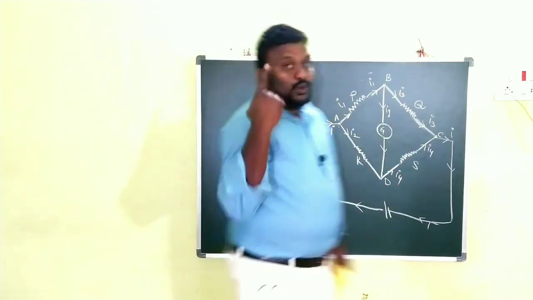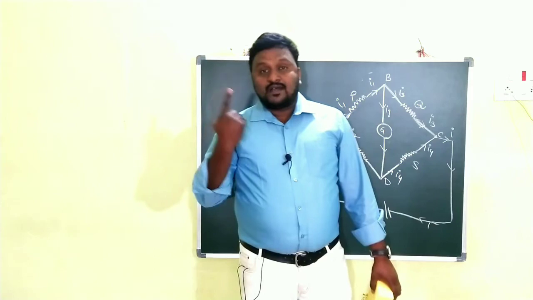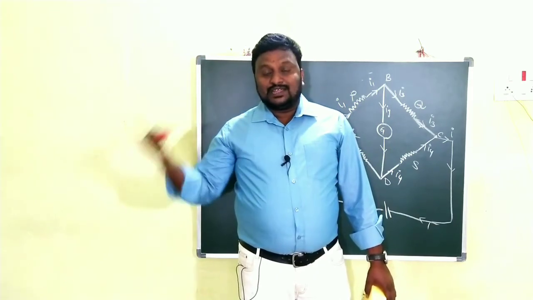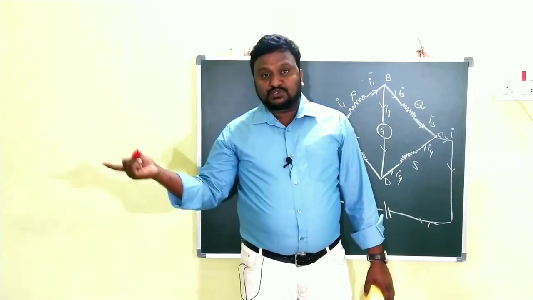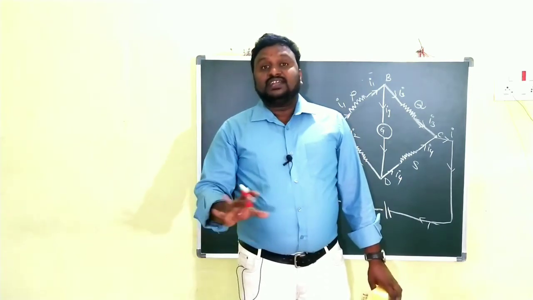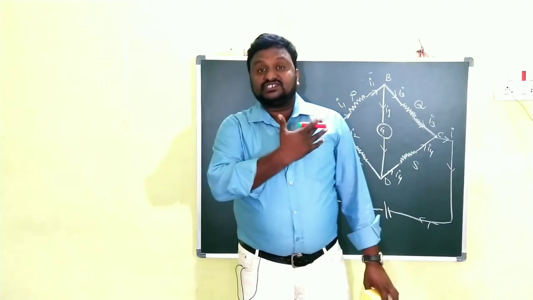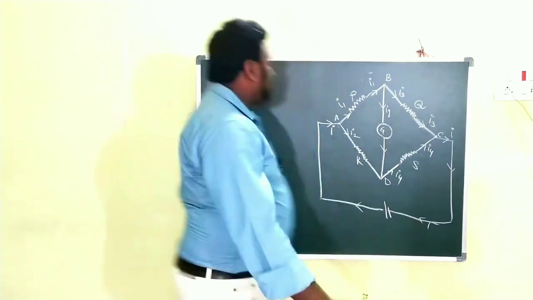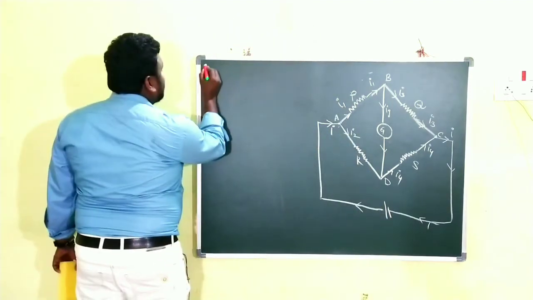Clear? What is the Kirchhoff first law? The amount of current entering the junction is equal to the amount of current leaving the junction. Clear? That is going to be implemented for all the junctions in the diagram.